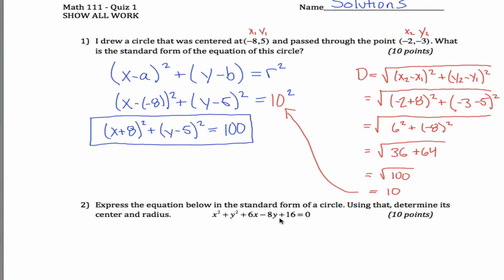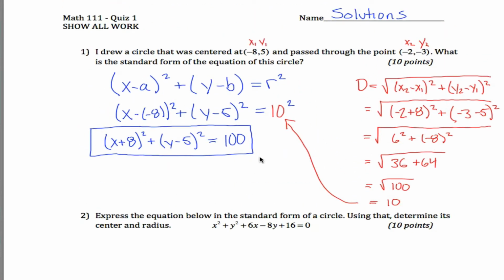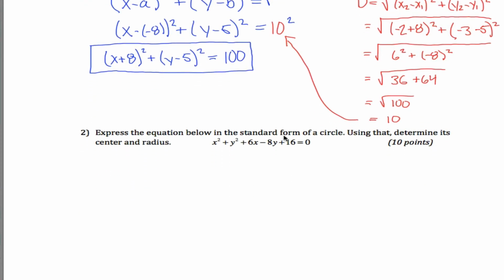Okay, number 2. Kind of working backwards here. In the last one, we were told a bunch of information about the circle and asked to come up with the standard form. In this one, we're given the equation of the circle and told to come up with information about it, like the radius and the center. The problem is you can't come up with that just from staring at this guy.